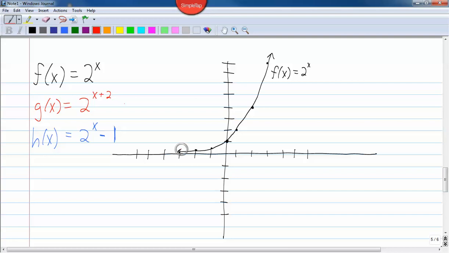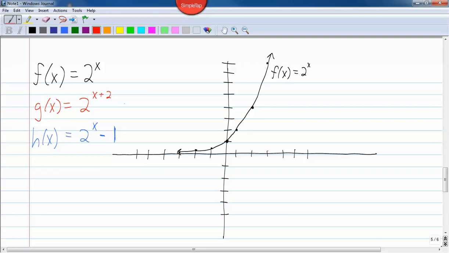So look at this graph I have here. This is the graph f of x equals 2 to the x power. Using this given graph, I can graph g of x and h of x pretty quick. Alright, to graph g of x, if I let g of x equal 2 to the x plus 2 power, then all I would need to do is take this graph here, 2 to the x. Since I have a plus 2 here, I would just shift every point to the left 2.